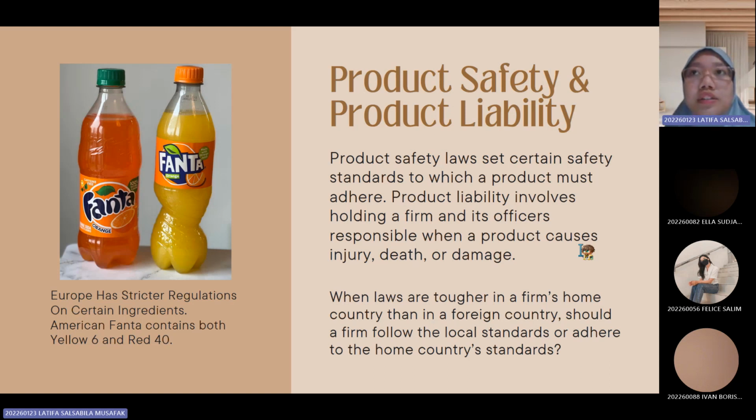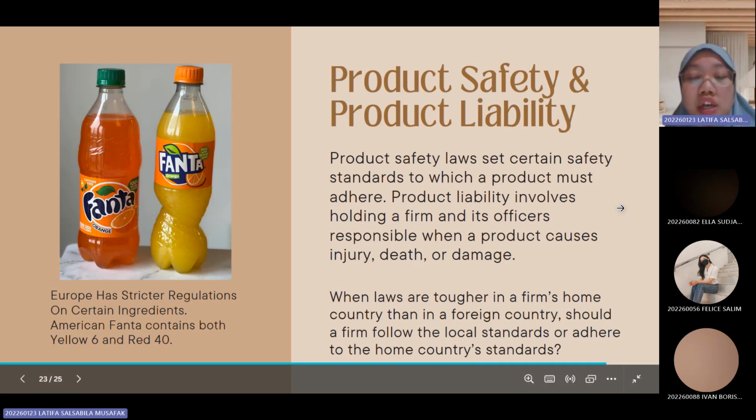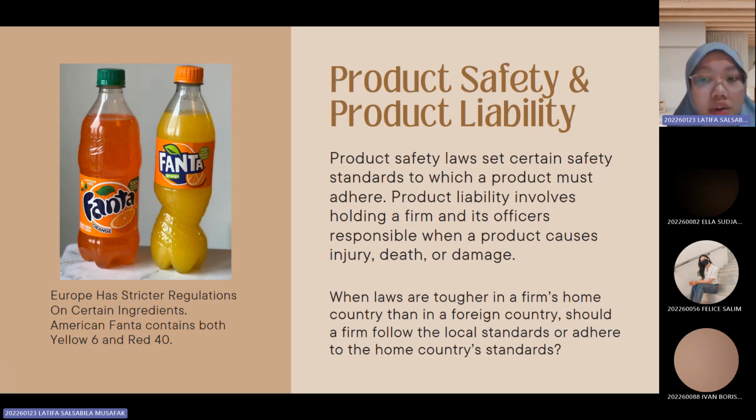So to a business, it might seem, oh, this is not good for my business. It might look like my product is actually very harmful. So they rather just skip it entirely. So when laws are tougher in a firm's home country than in a foreign country, should a firm follow the local standards or adhere to the home country standards? That is something that is answered here. Sometimes a company would just rather follow the one in the foreign country just to make it easier for them.